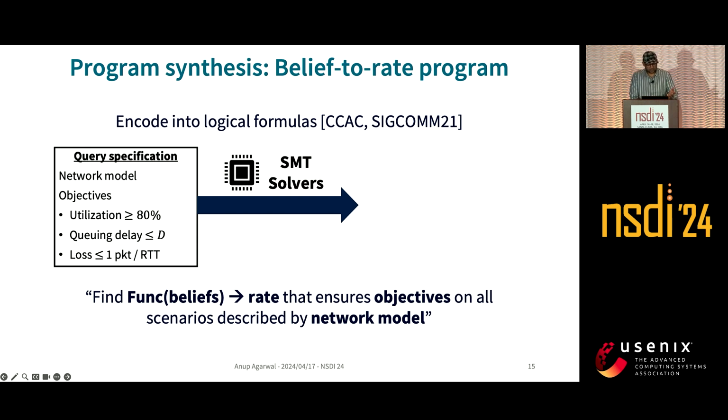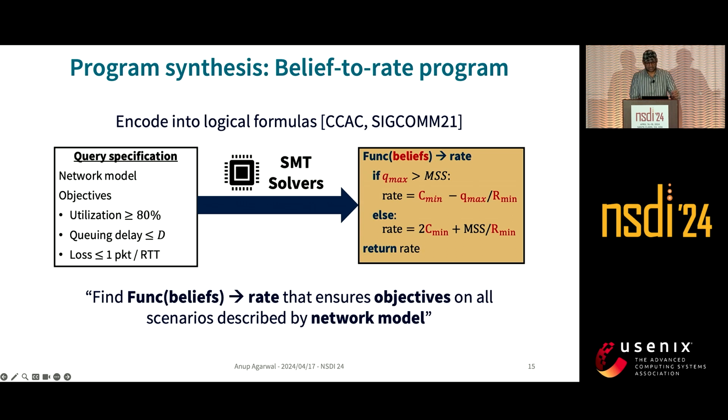We get as output synthesized programs that look something like this. They output rate decisions for input beliefs. Now, you don't need to read the exact details here, but the point is that they're short, human interpretable programs that we can directly implement in networking stacks such as the Linux kernel. And if you're curious, here, the red variables represent coordinates of some extreme points in the belief set.